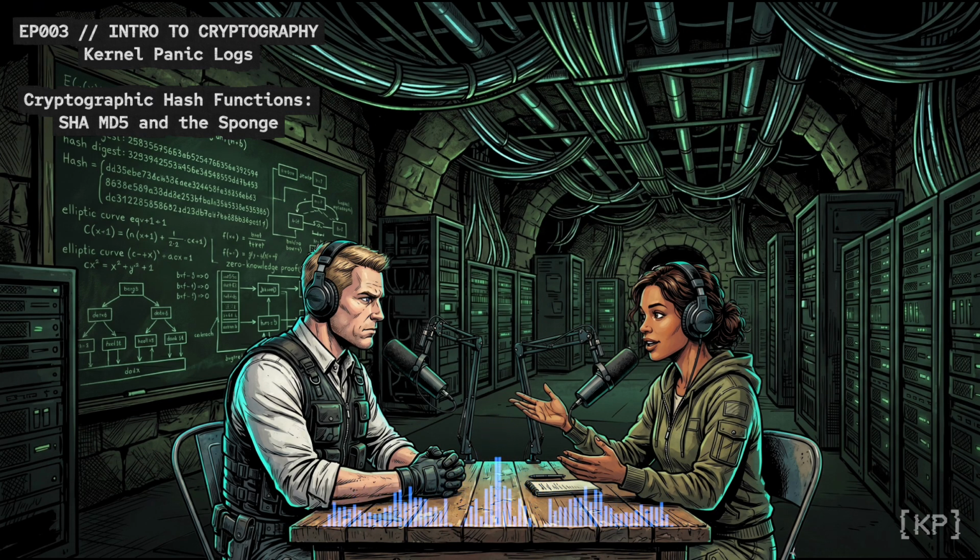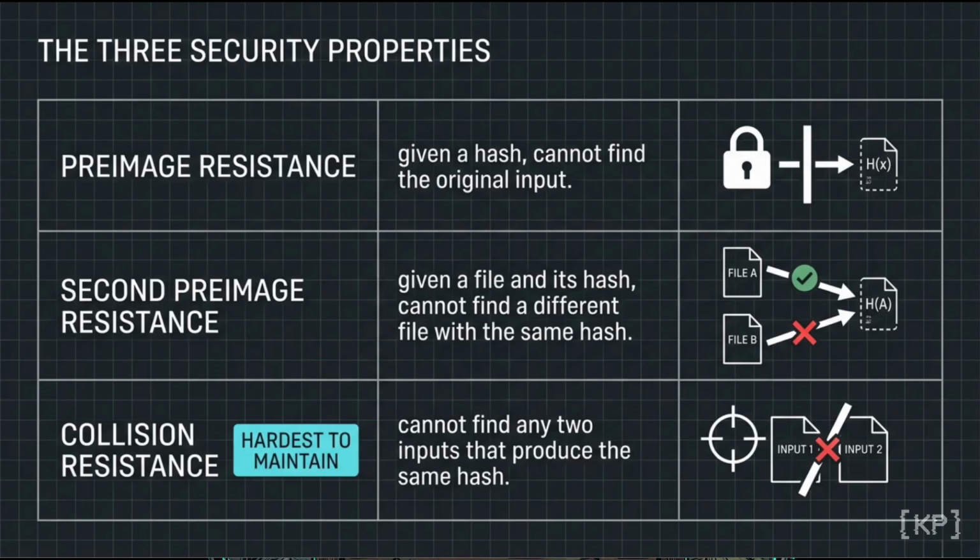Okay, that makes sense. So to evaluate if an algorithm is actually secure, cryptographers test it against 3 highly specific security properties. If it fails any of the 3, the algorithm is considered broken. Let's lay those out because I know they sound similar, but they have very different implications for an attacker.